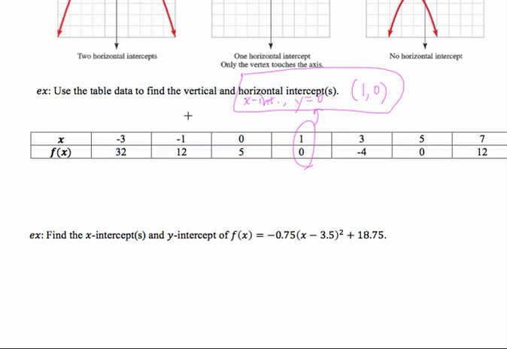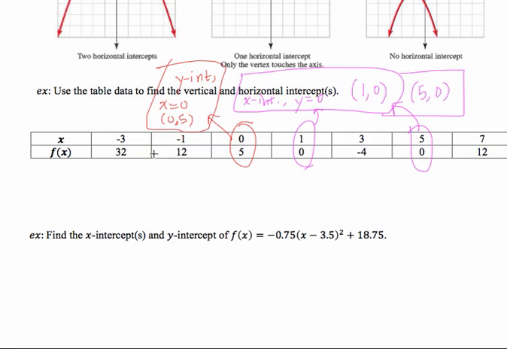And then, okay, vertical intercepts, that means y-intercepts. Oh, actually, I missed one. There's another one right there, also 5, 0. Almost missed that. For y-intercepts, you're looking for where x equals 0, which is right there. So it looks like 0, 5. That's the y-intercept for that particular function.